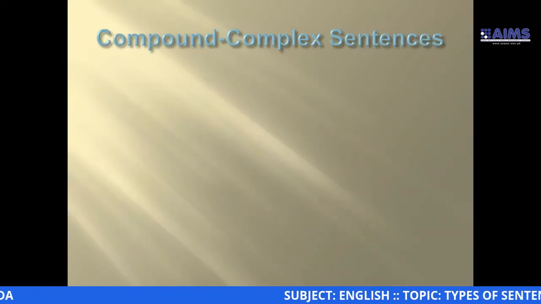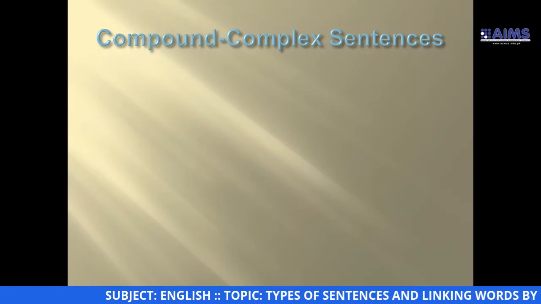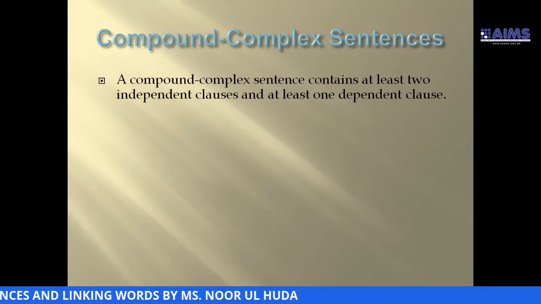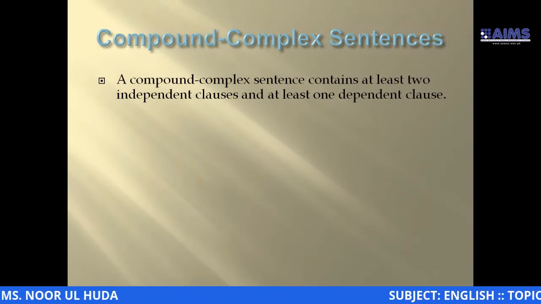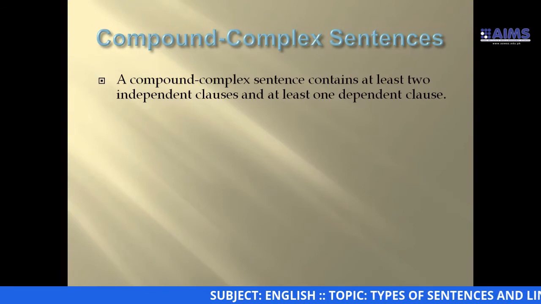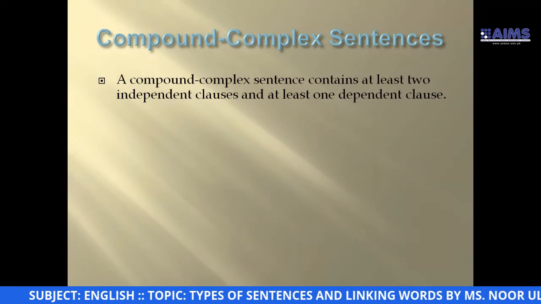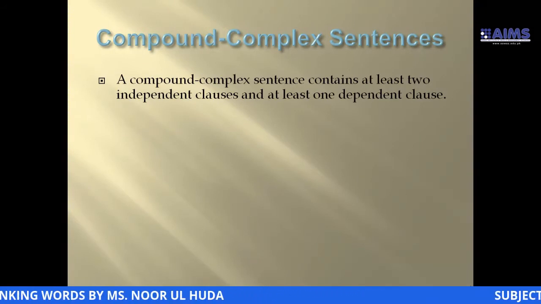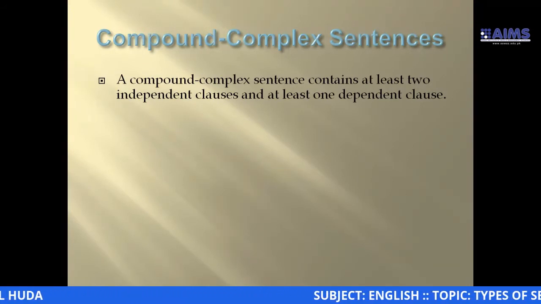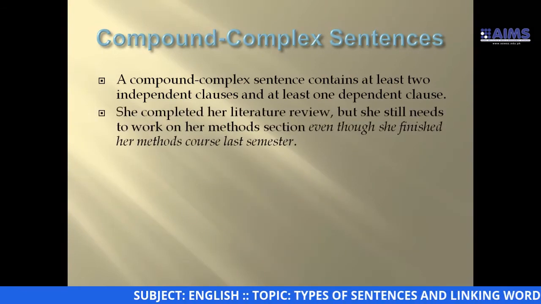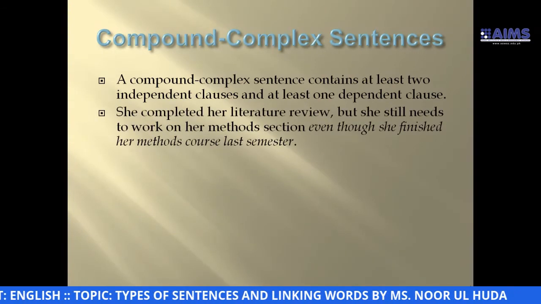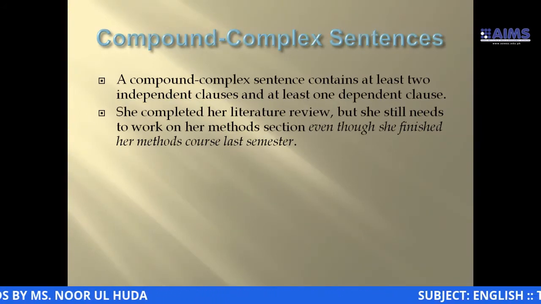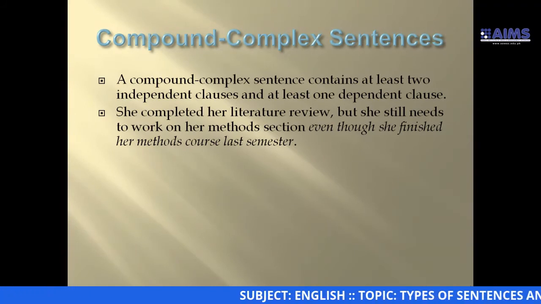Now, what is a compound complex sentence? A compound complex sentence contains at least two independent clauses and at least one dependent clause. So a sentence must possess at least two independent clauses and one dependent clause. She completed her literature review, but she still needs to work on her method section, even though she finished her methods course last semester.